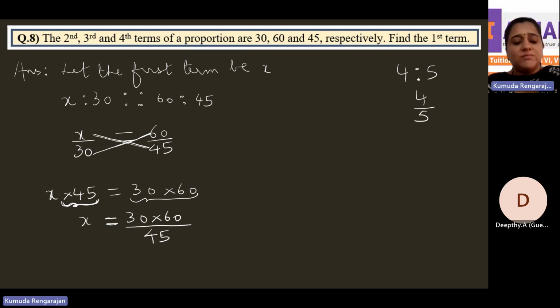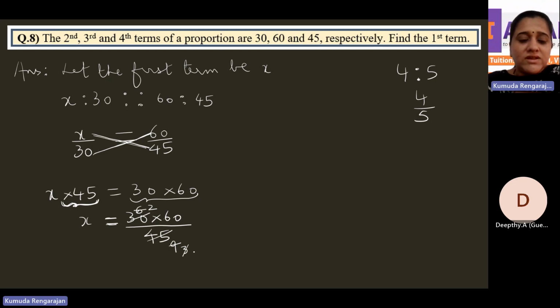Okay. So now we can simplify. Take one number from the numerator, take one number from the denominator and simplify. So you can use the tables of 5: 5 sixes are 30, 5 nines are 45. Correct? Again, 3 twos are 6, 3 threes are 9, correct? Then, are you following this, children?